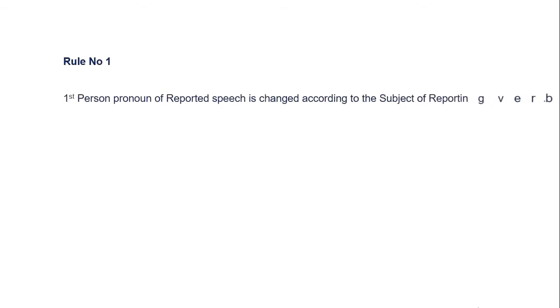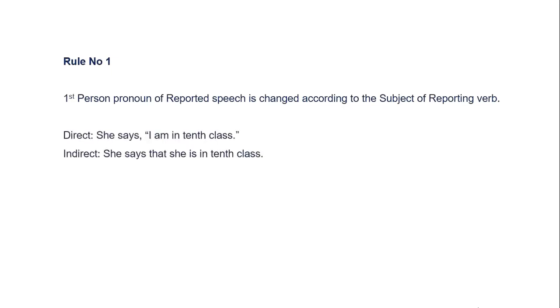Let's know the rules. Rule 1: the first person pronoun of reported speech is changed according to the subject of the reporting verb. What does that mean? Let's see an example and try to solve it. Direct speech: she says, I am in 10th class. Indirect speech will be: she says that she is in 10th class.